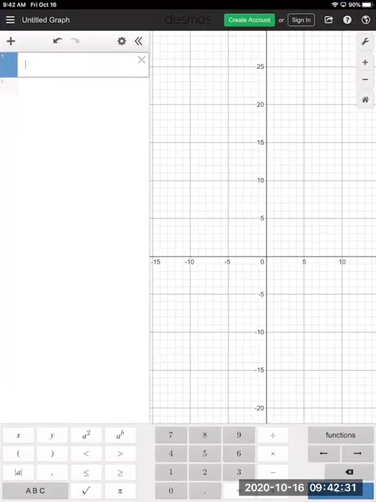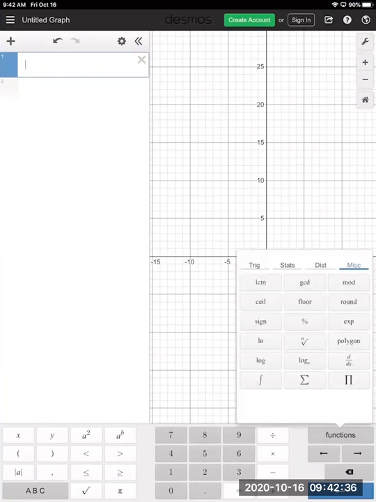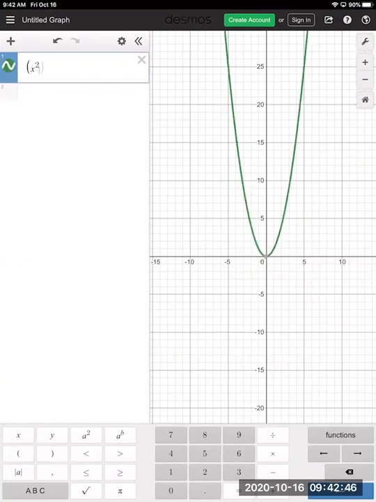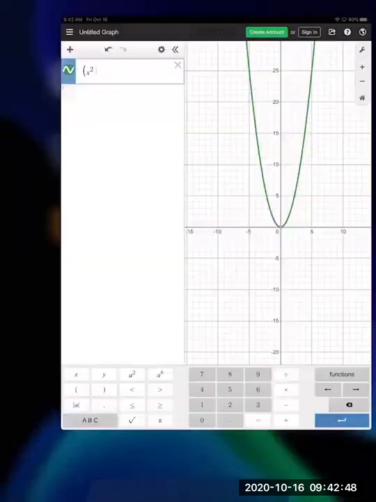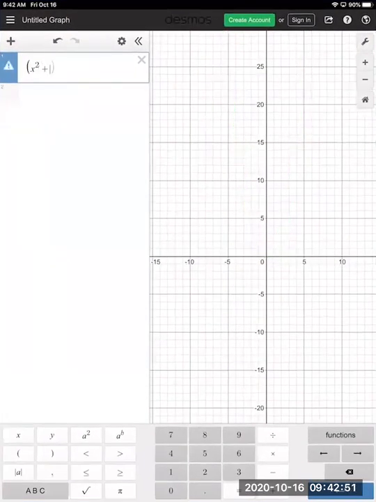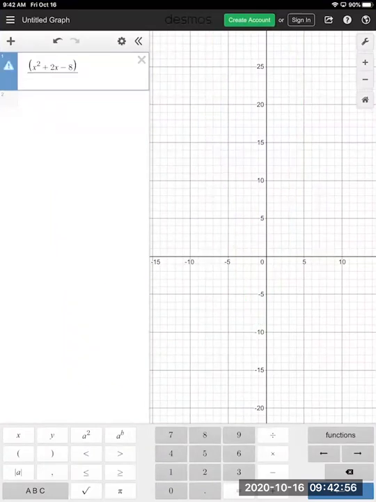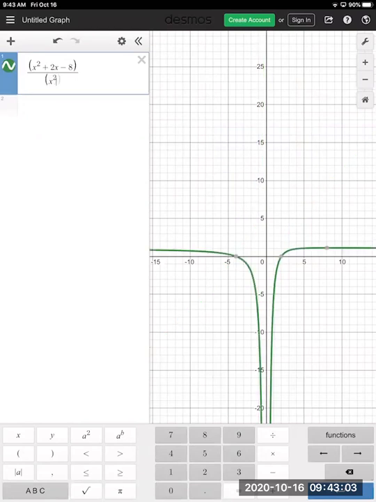It was a fraction. We can put it in parentheses. We could have x squared, and then it was plus 2x minus 8. So that's the top. Just hit divided by to make it a fraction. And in the denominator, we had x squared minus x minus 2.